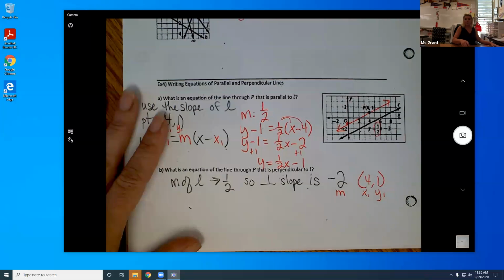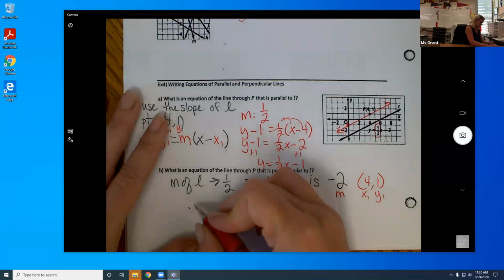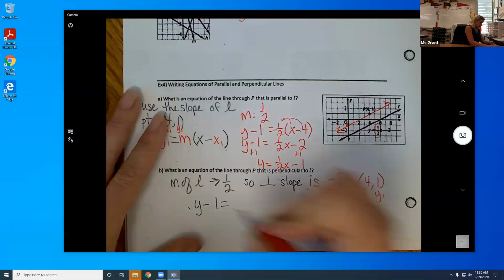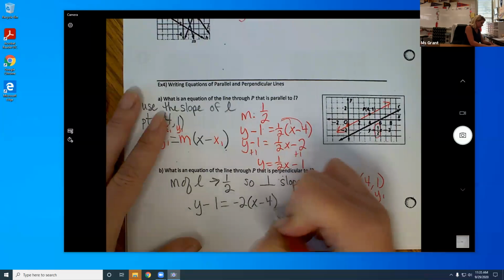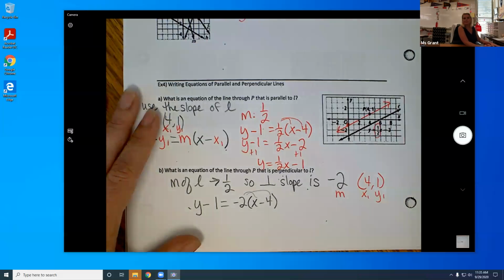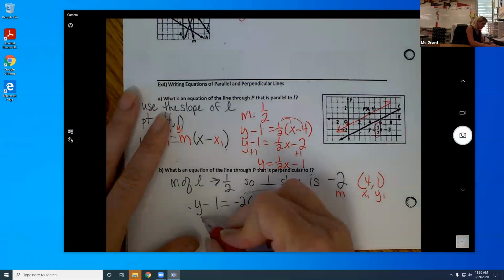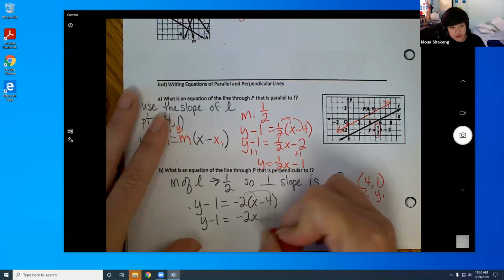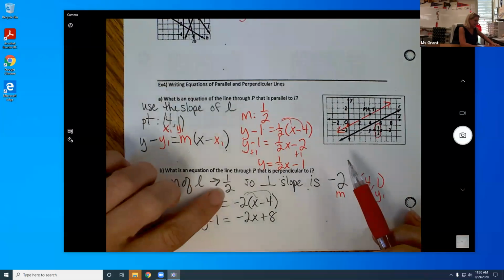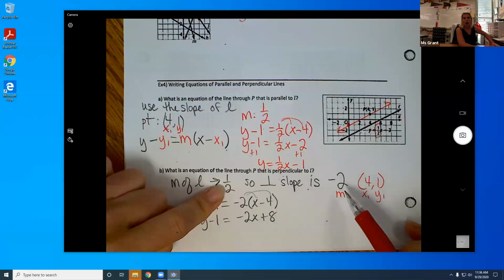Go ahead and work on it on yourself. I'll work on it too. Y minus 1 equals -2 times the quantity x minus 4. This is Grant. Why is it -2? Because positive 1/2 has an opposite sign, negative, and then the reciprocal of 1/2 is 2. 1/2 and -2 are opposite reciprocals, perpendicular slopes.